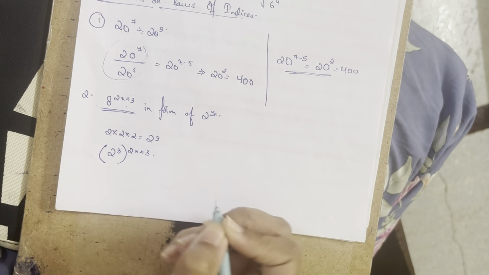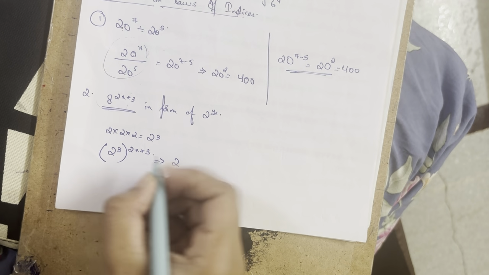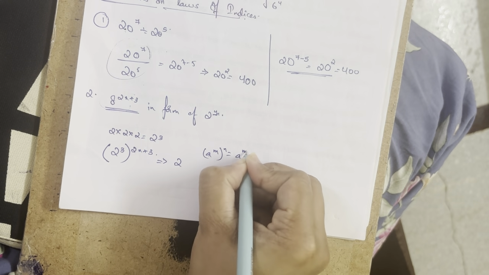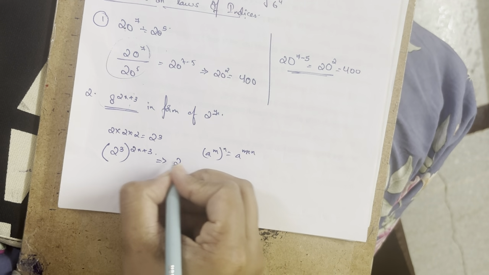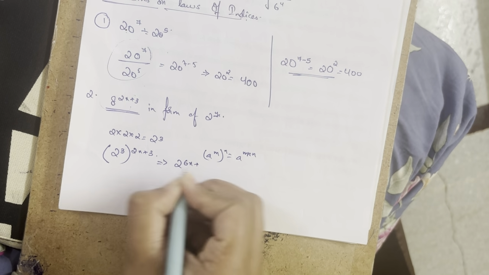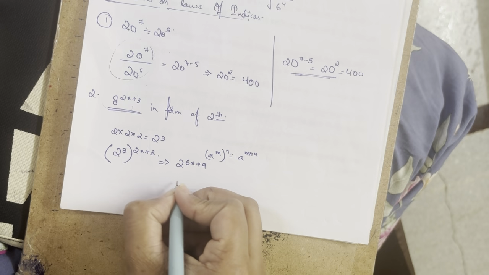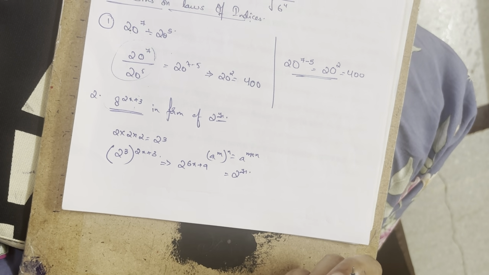Okay, that can be further simplified, because a to the power m whole to the power n is equal to a to the power m into n. So these two powers will multiply. So 3 2s are 6x plus 3 3s are 9. So here is your y. Isn't it in the form of 2 to the power y? Now it is in the form of 2 to the power y.